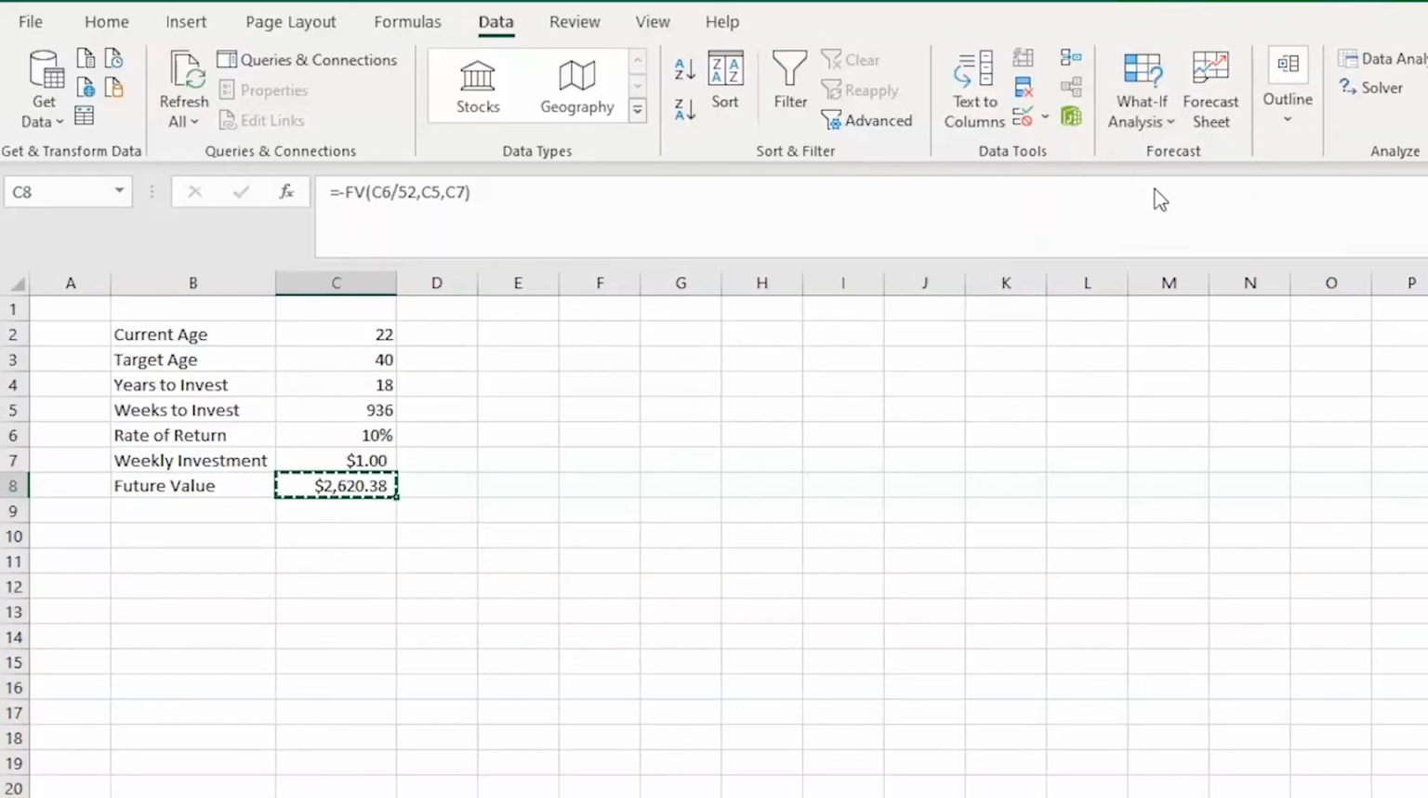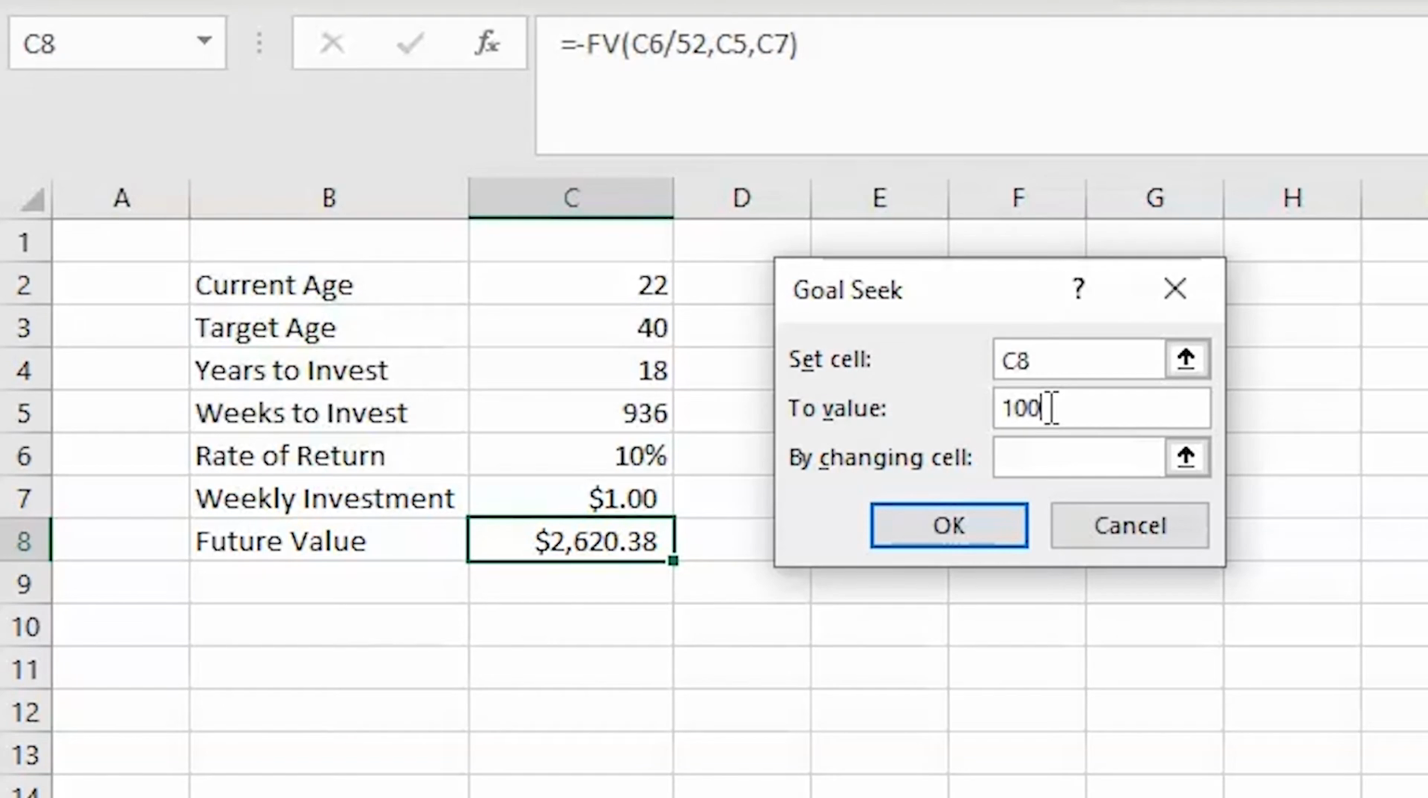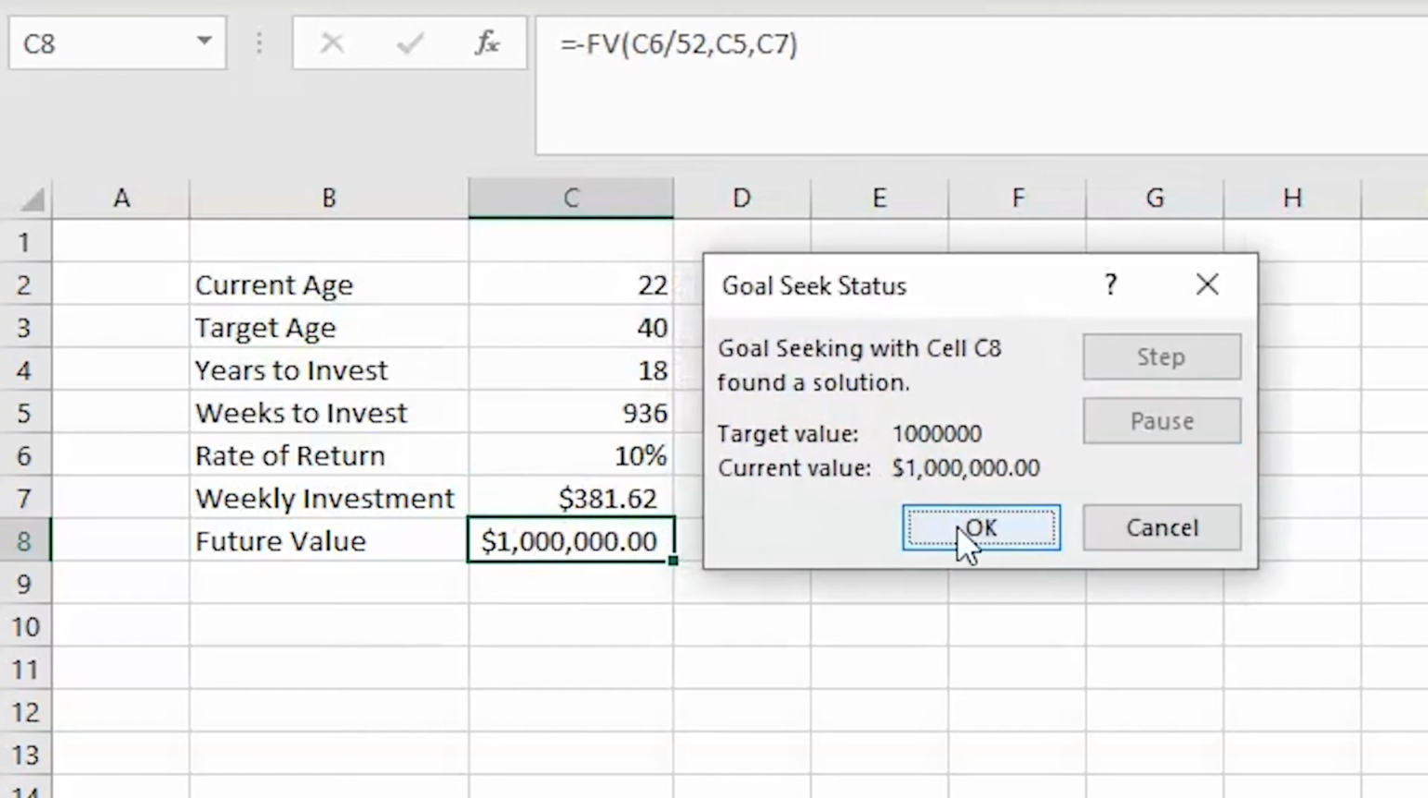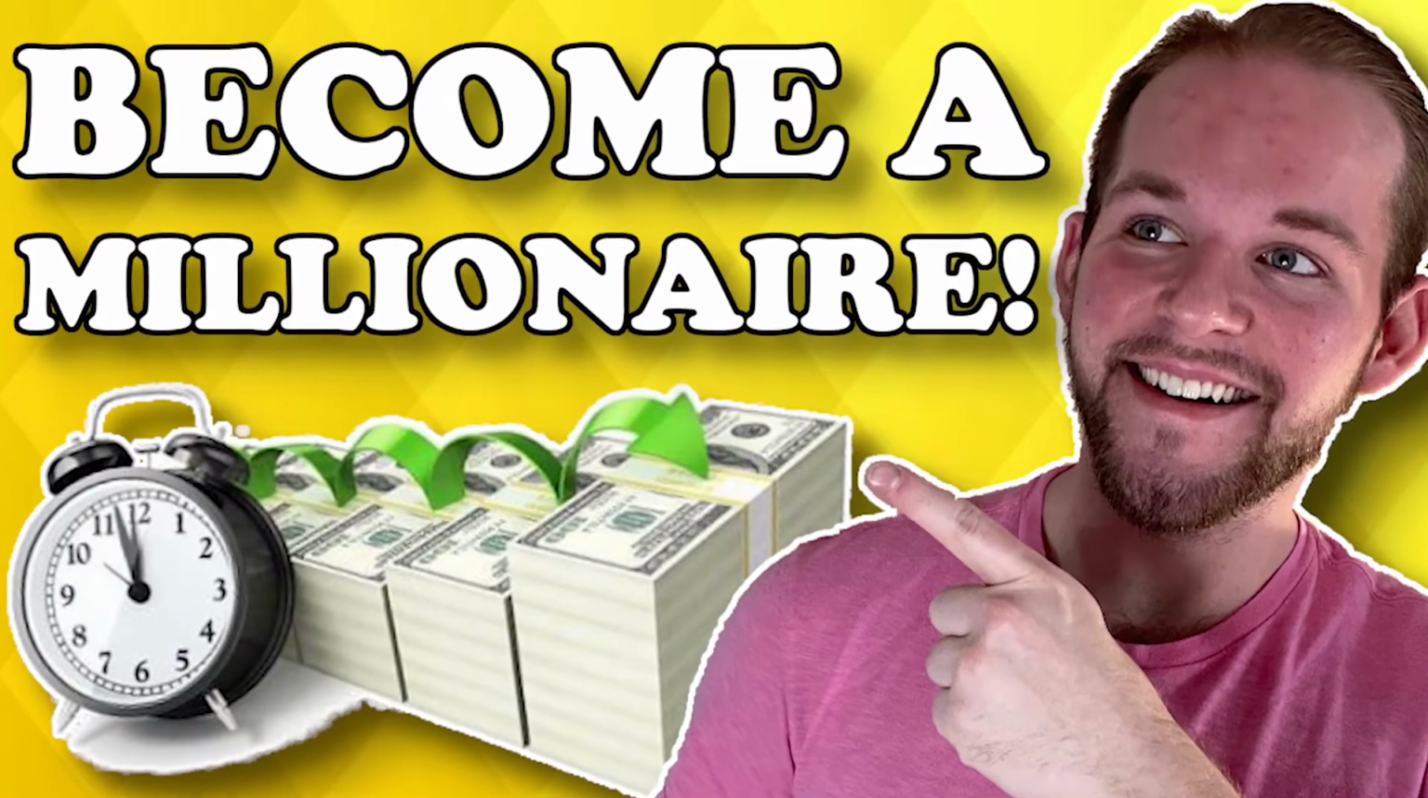Another option, and my personal favorite, would be to use some math to figure out how you can achieve a goal. You can determine how much money you need to invest every week, month, or year to have a certain amount of money by a certain amount of time. The trick is to use the future value function in Excel, plug in some numbers, and then use the goal seek function to figure out what your investment should be. I have another video that covers this process in depth.